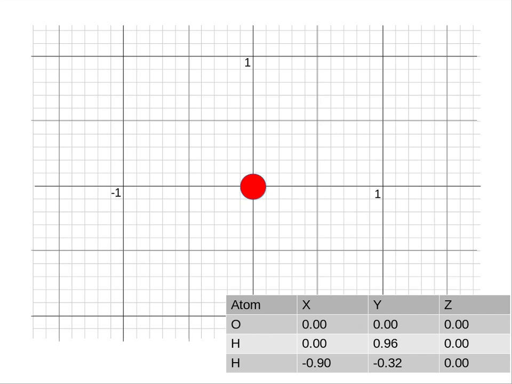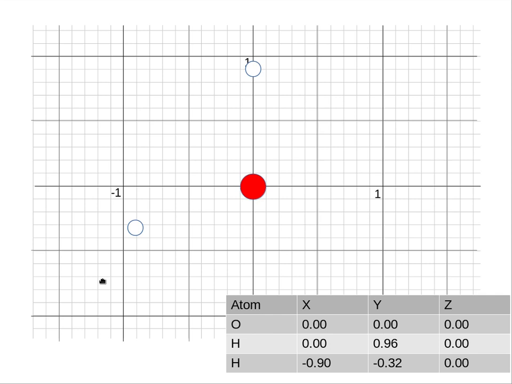Then let's have a look at the next hydrogen at x is 0.0 and y is 0.96. That's placing it up at the top there. That's where the hydrogen will be, and so I'm going to then place my hydrogen there. And finally, the last hydrogen is at minus 0.9, which is down here, and minus 0.32, it's about there. So there we are, that's correct, and I can place the hydrogen atom there. And we have plotted the water molecule to visualize.